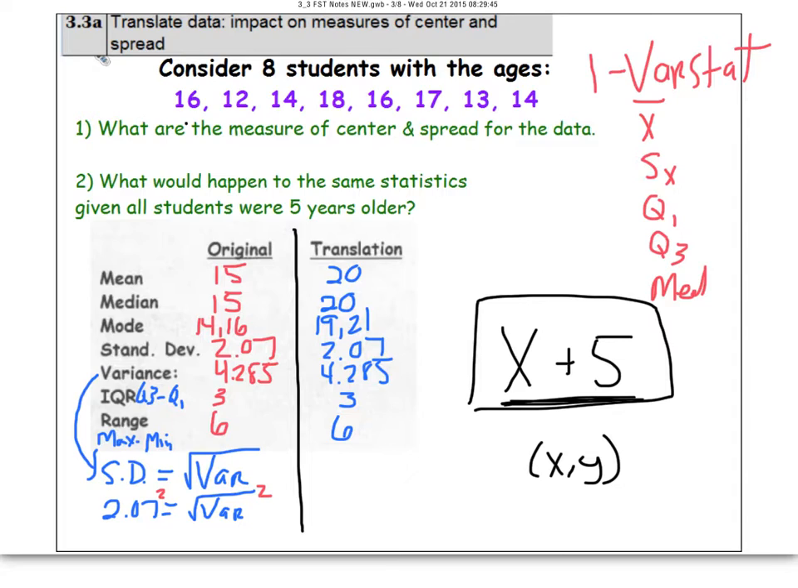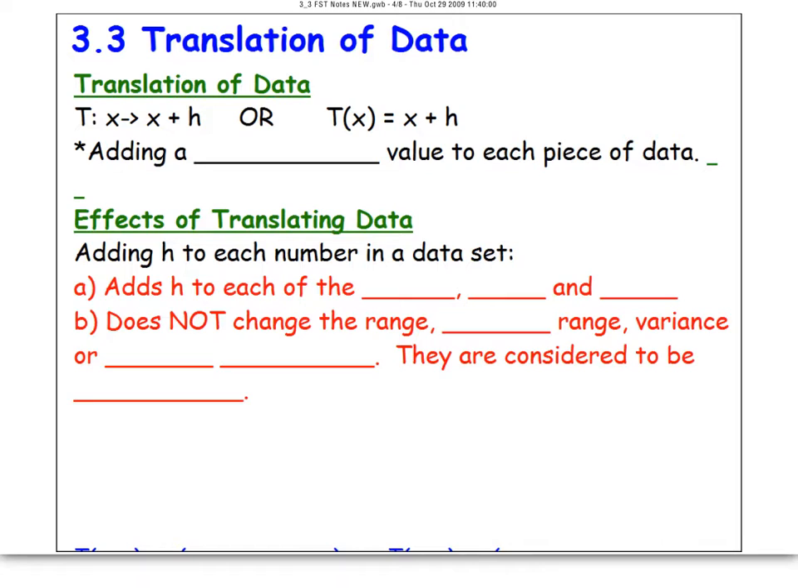What do you notice that happens? Well, the only thing that happens is our measures of center are actually going to change. Measures of spread are going to be unimpacted. So that's the conclusion we can make from this. So let's formalize that. Translation of data means you're going to take x plus h, or a variable, and what you're doing is you're adding a constant value to the pieces of data. Now you could be subtracting too, that would be a translation.